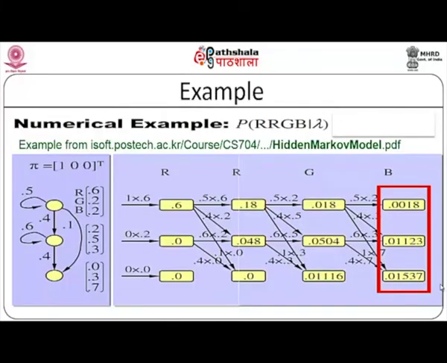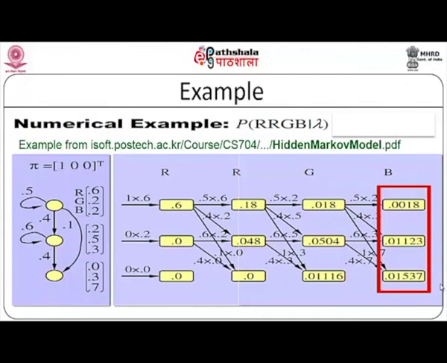Now, please note that in the first one there is no summation, but in the second, the 0.048 value is a summation of the 2 values that you have got, that is, from 1 to 2 and 2 to 2. And similarly the third one, though it is 0, is 1 to 3 and 2 to 3. Like that you take a summation and multiply it by the emission probability.